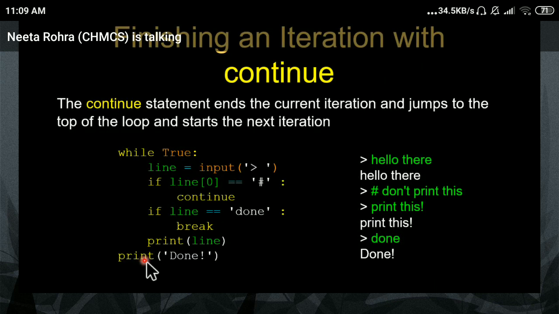In case you want to skip one condition or one iteration, you'll use continue. Continue just ends that current iteration and it moves ahead.